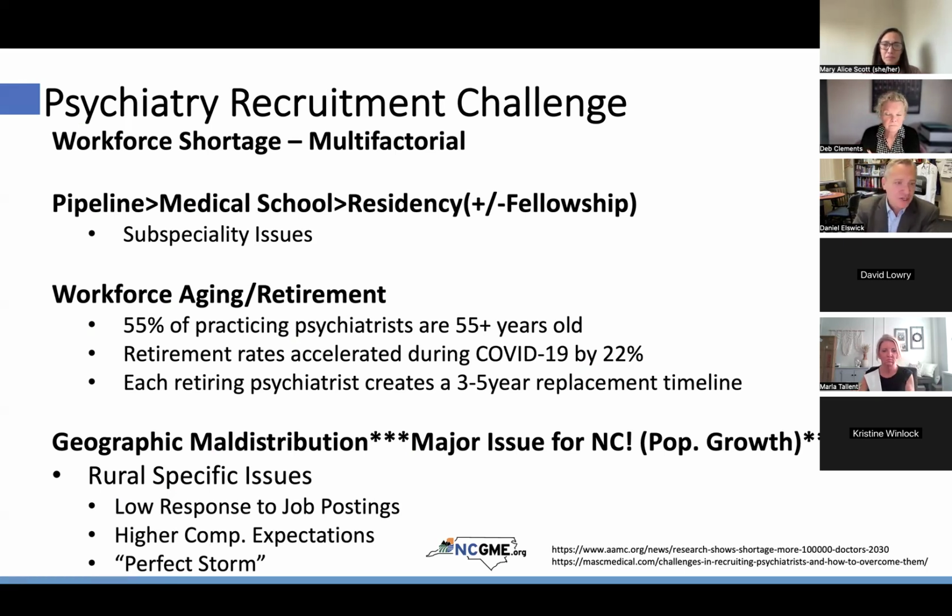We also have an aging and retiring workforce. A big chunk of practicing psychiatrists are older. It's because we can work in psychiatry a bit longer than, say, orthopedics or general surgery.